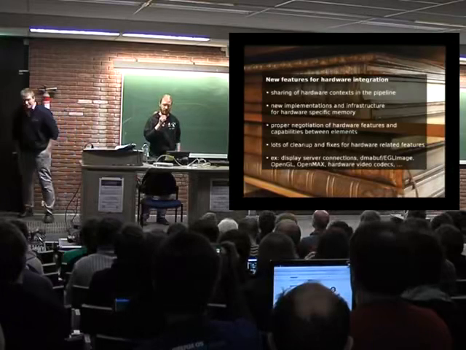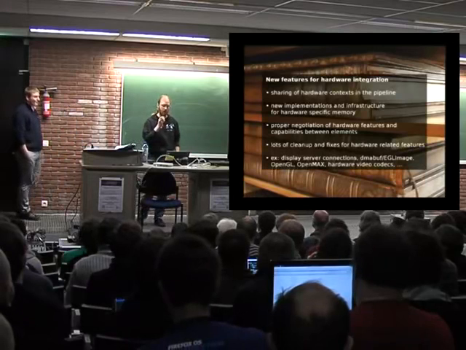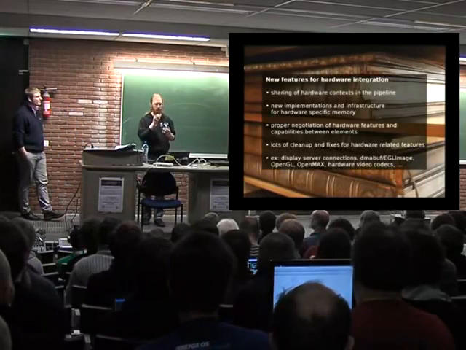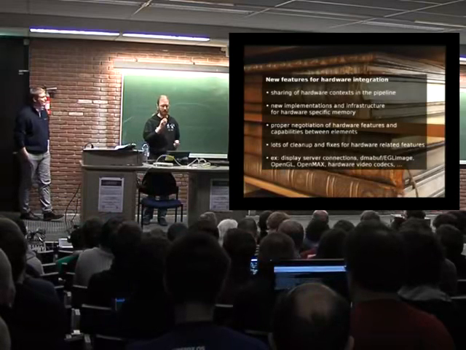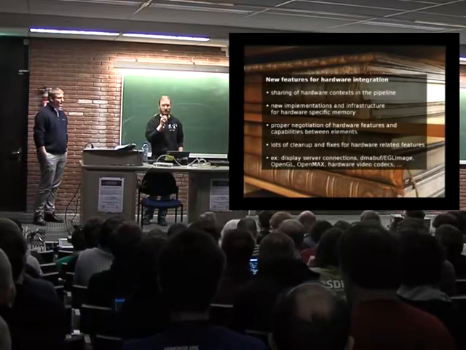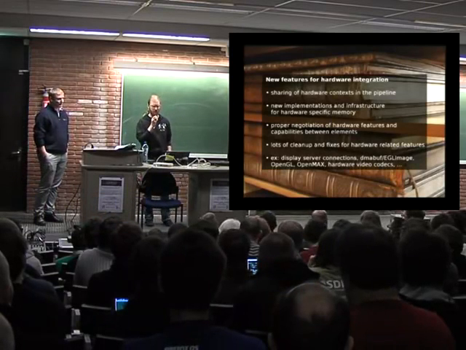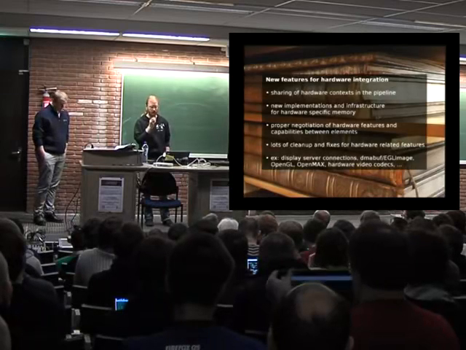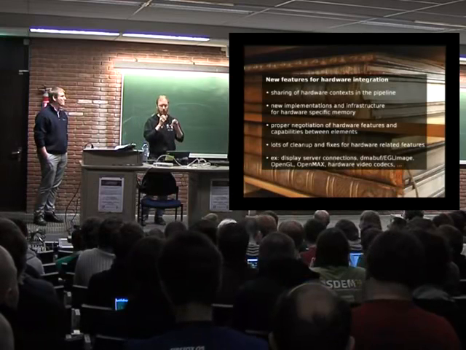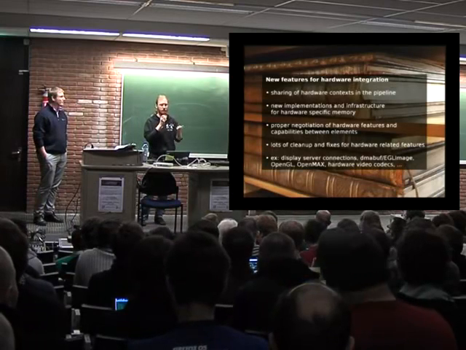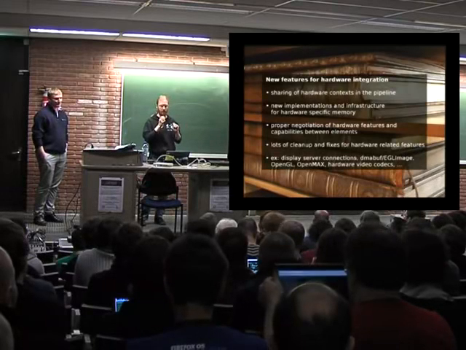So one of the very big changes we did for 1.0 and the following releases is hardware integration. If you want to use all kinds of special hardware, especially on embedded devices, stuff like hardware codecs, it was possible to do that in 0.10, but it was quite awful and hackish. You really didn't want to do that. So what we now have is interfaces to share all kinds of hardware context between elements. For example, you can share a display handle between all the elements automatically.